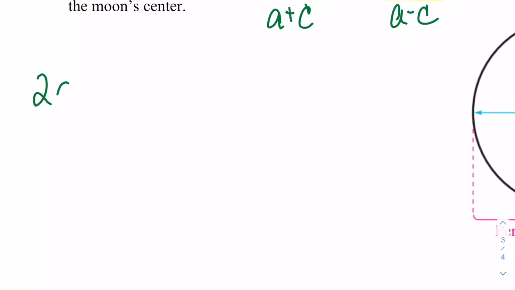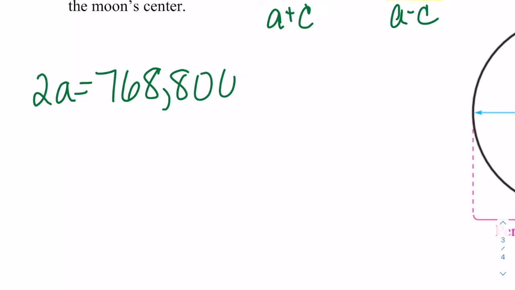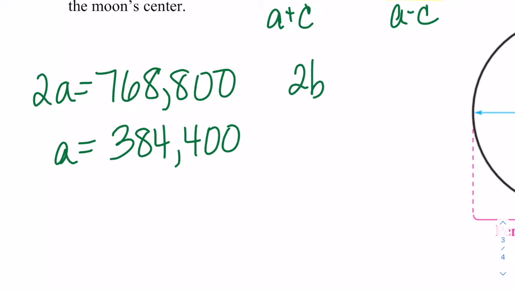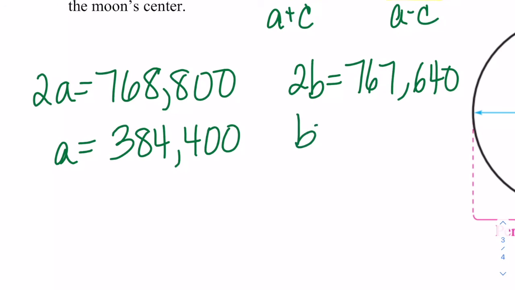So 2a will equal the major axis, which is 768,800. So our a will be 384,400. The minor axis is 2b, so we set that equal to 767,640. So b equals 383,820.